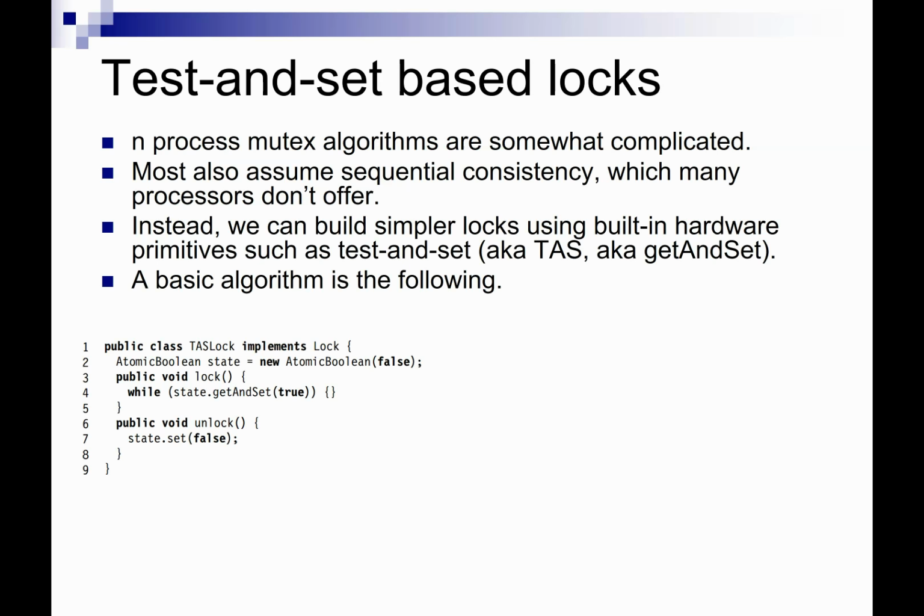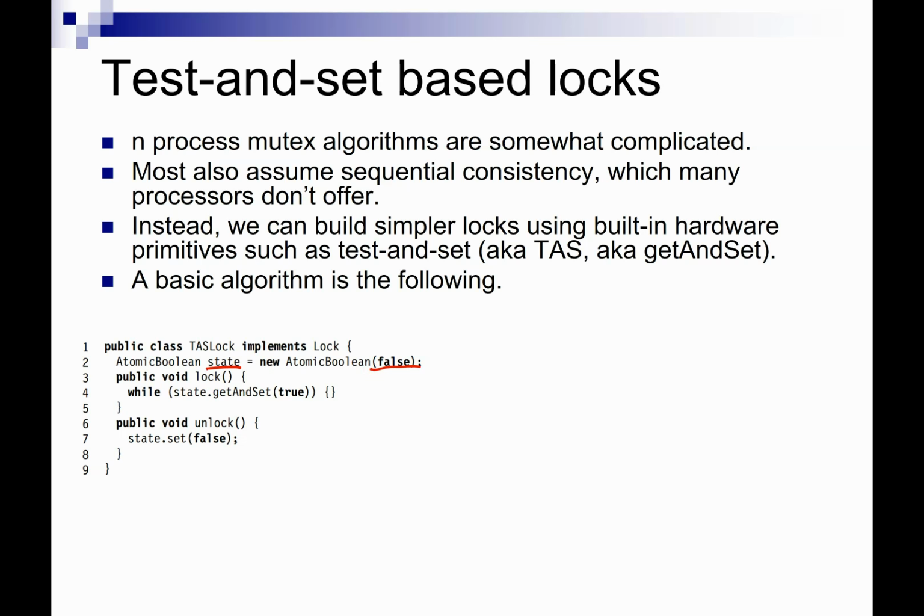The first basic algorithm is this TAS lock algorithm. There's a variable called state, and this is being shared by all the processes. All processes see this variable; there's only one such variable, state. Initially, state is equal to false. State is just a Boolean variable.